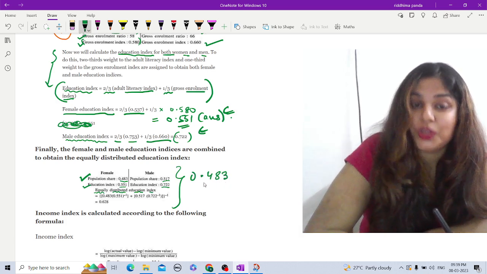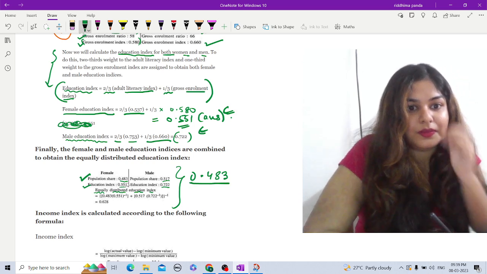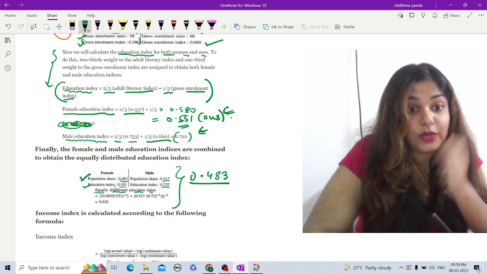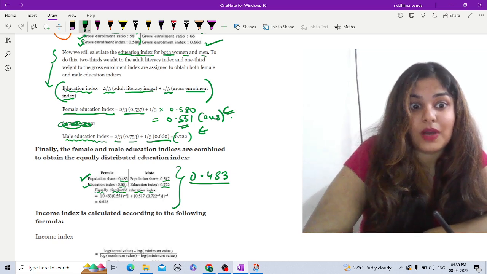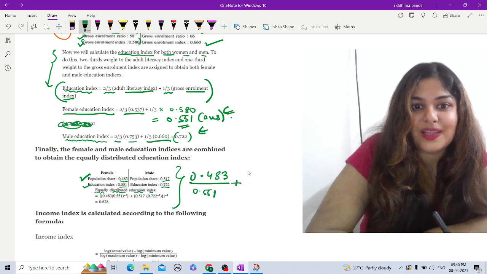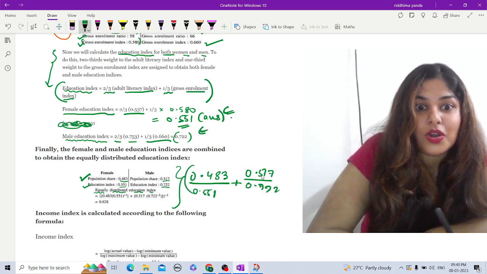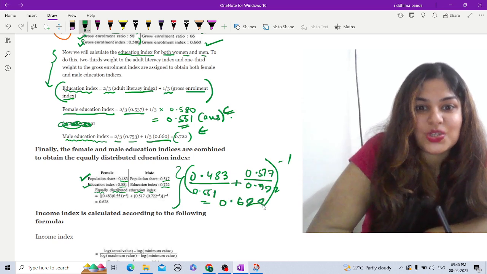So that is 0.483. As I told you, the population share divided by your education index, the dimension index I have talked about, that is 0.551. Here we are using it for education. Plus again the male share of population divided by the education index for the male, that is 0.722. Whole to the power -1 because it is the reciprocal. So the answer is 0.628.